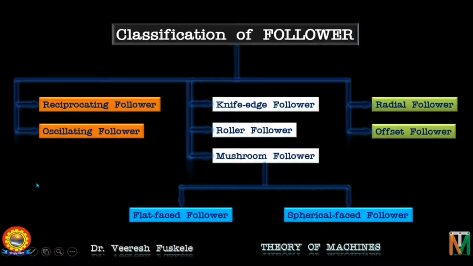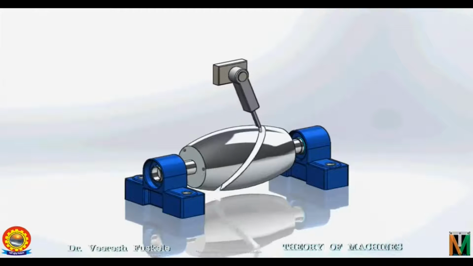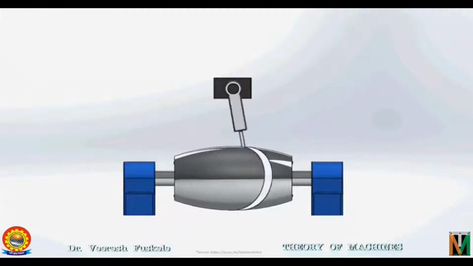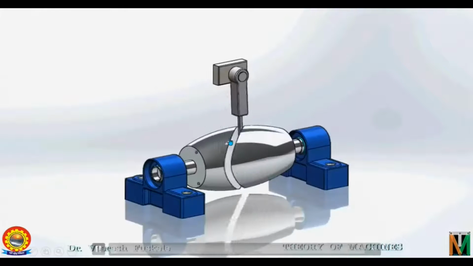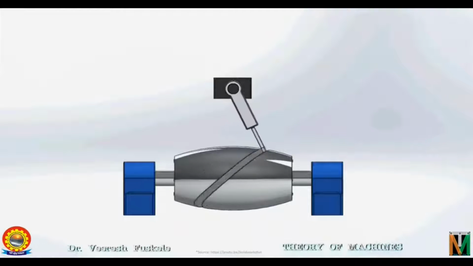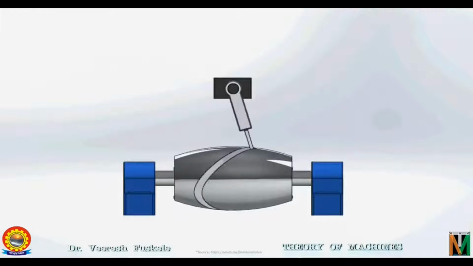Next, we see oscillating follower. In oscillating follower, the follower is pivoted at a suitable point on the frame and oscillates as the cam makes the rotary motion, as shown here. In this, the end of the follower is placed inside the groove, and as the cam is rotating, the follower is oscillating according to the profile of the cam.